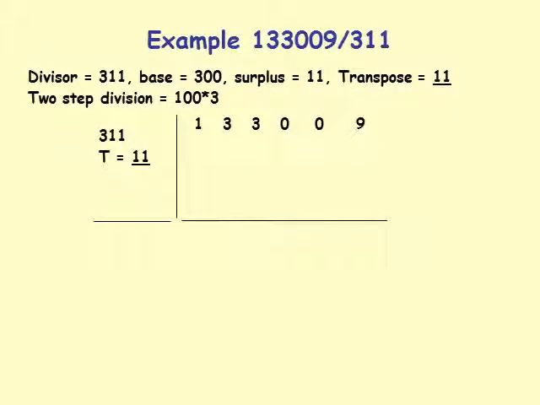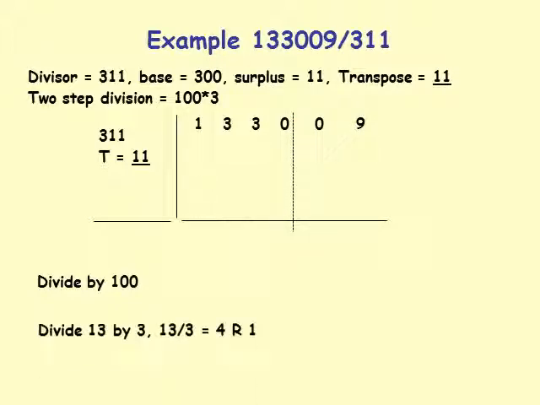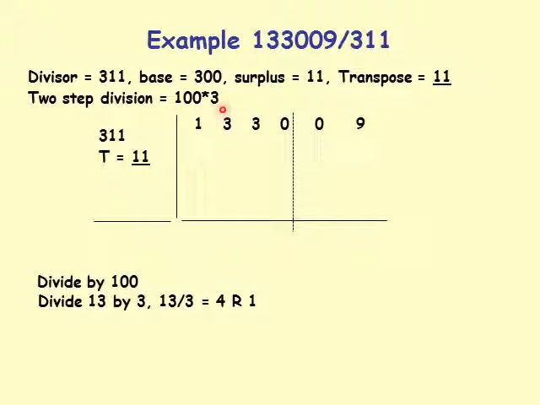Set the problem like this. This is my dividend, that's my divisor, this is my surplus. So dividend is 133009, divisor is 311, and here is the transpose of the surplus, negative 11. Let's continue. First we will divide by 100. That's my first division here. Then we divide this 13 by 3, second division, which gets me 4 remainder 1.